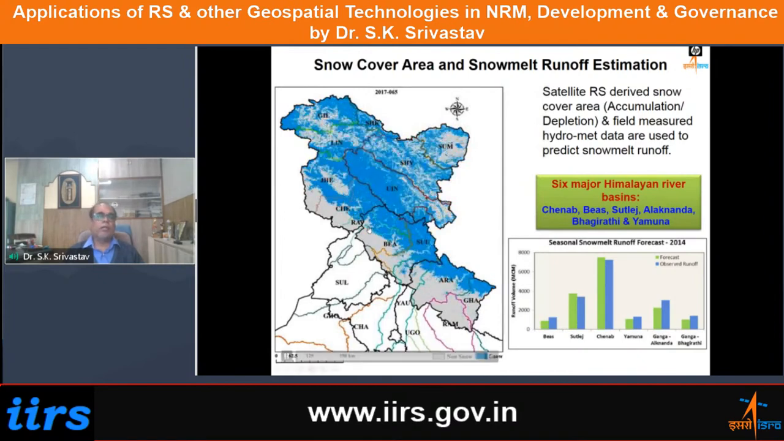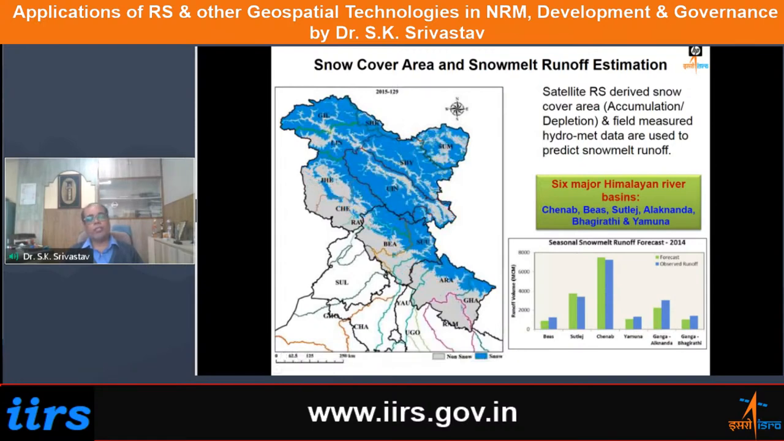And on the left side, you see an animation wherein the satellite images for the entire Western Himalaya, including the states of Uttarakhand, Himachal Pradesh, and Jammu and Kashmir, have been taken, and the snow cover has been mapped. It has been extracted for every week, and then the animation has been generated. So how the snow cover is changing with respect to time every week is what is shown in this particular image on the left side.